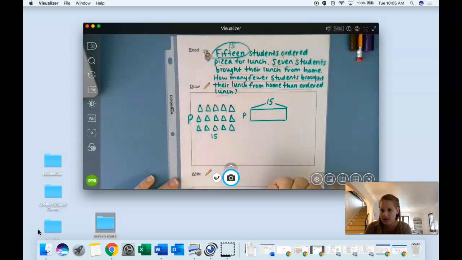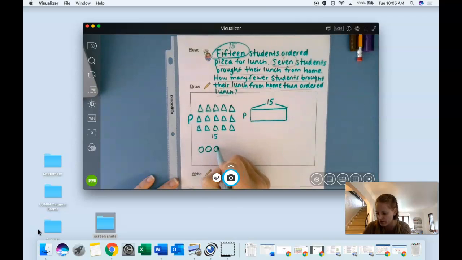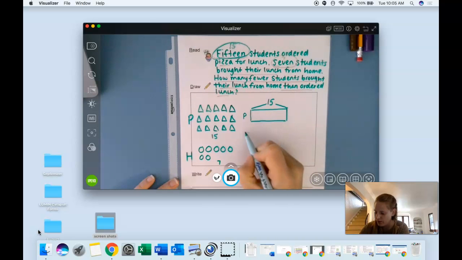Okay, then I would repeat that same process, but now draw concretely for the 7 students who brought their lunch from home. And you use circles, so we just do a 5 group. Label it home, there was 7, and then again, put that on the tape.